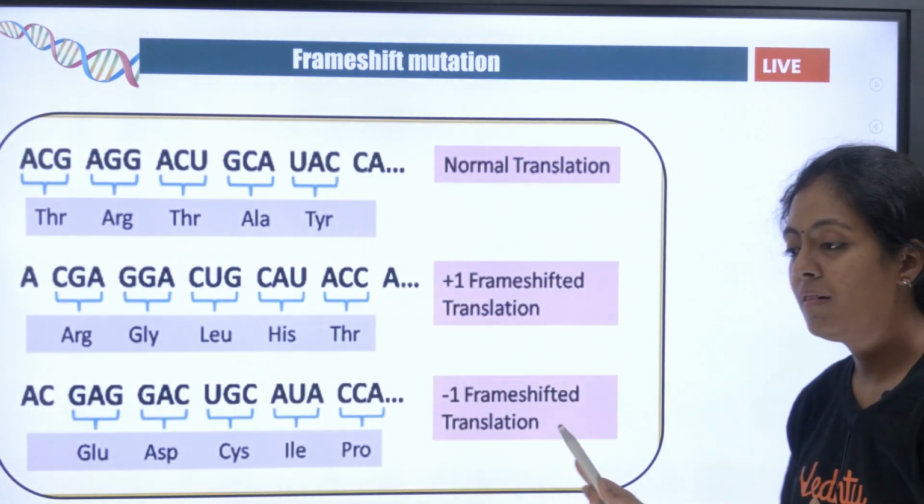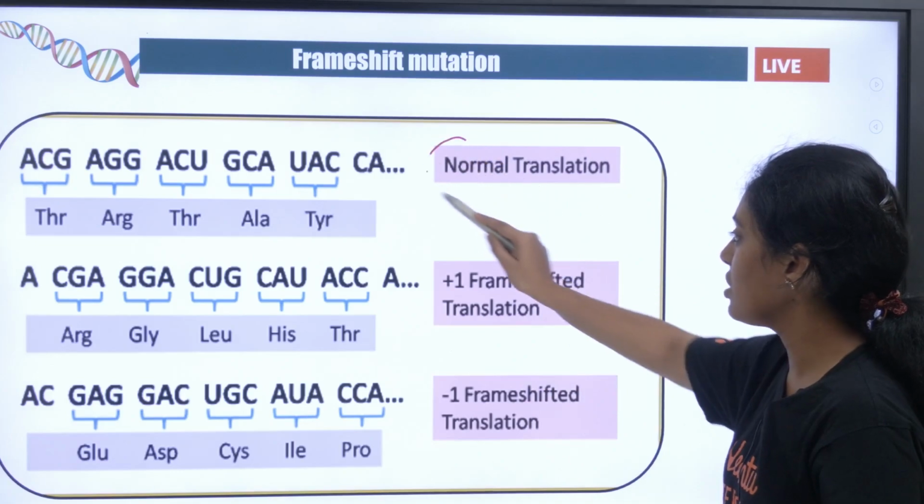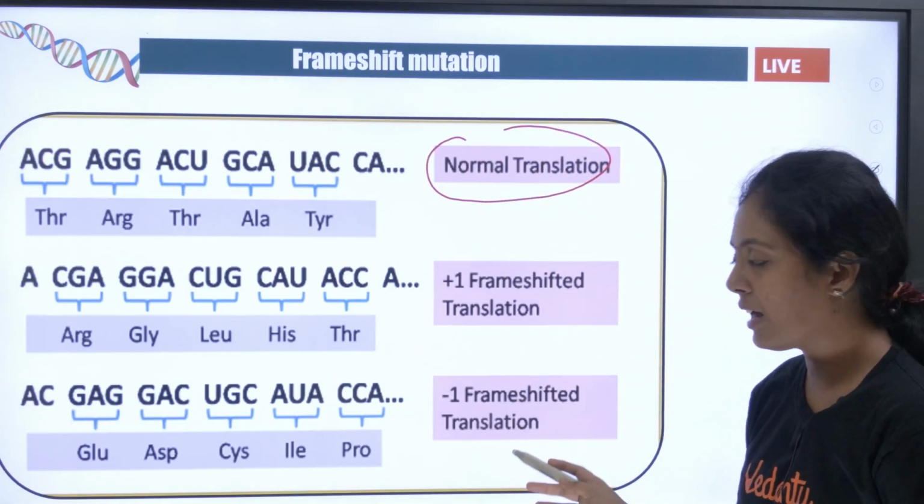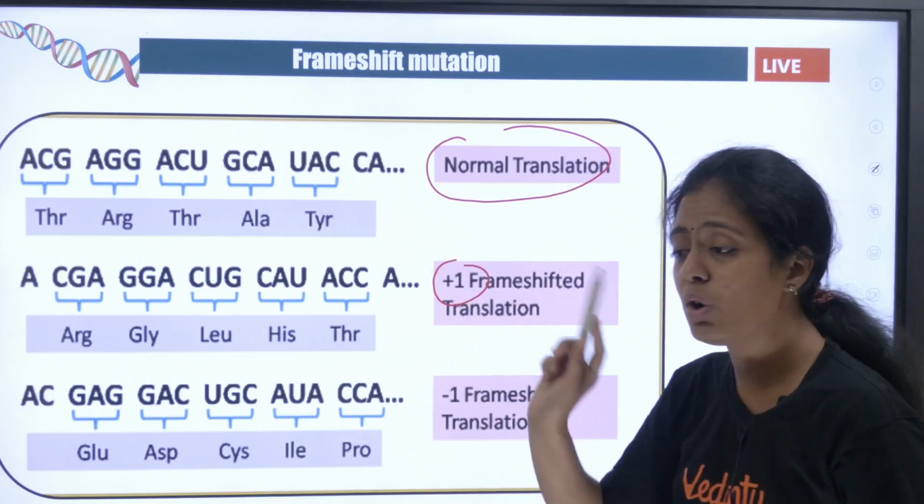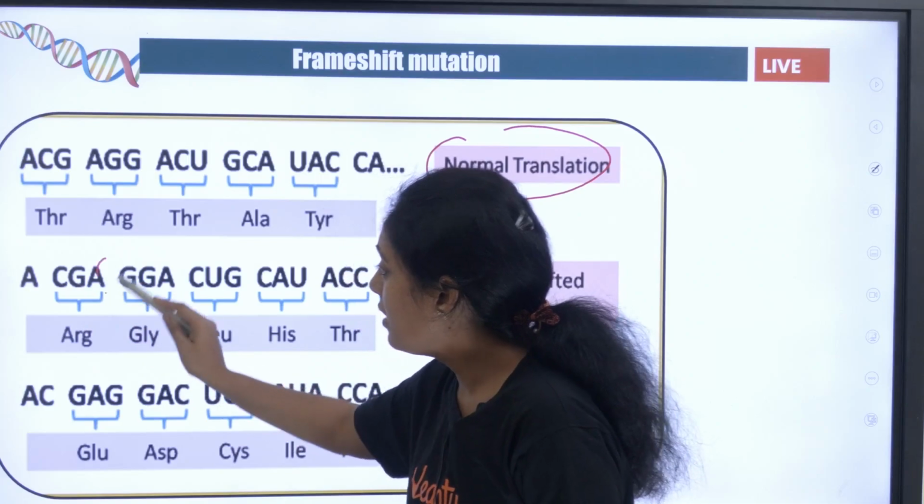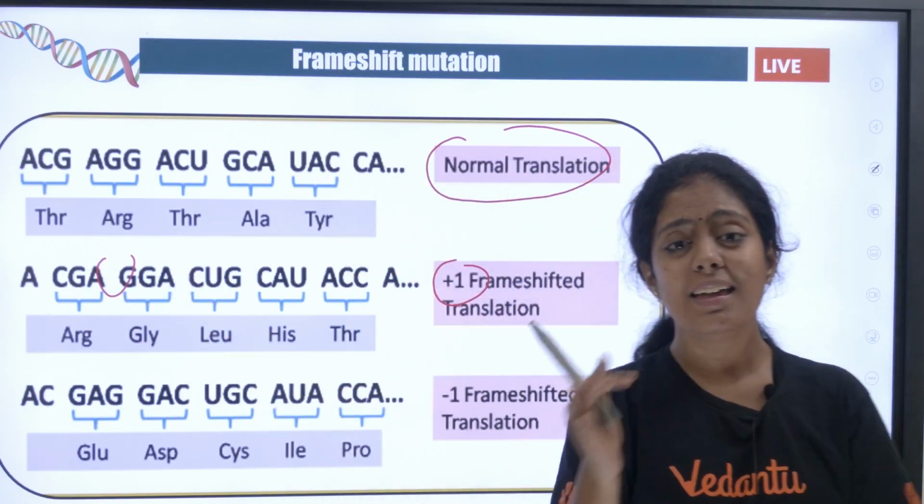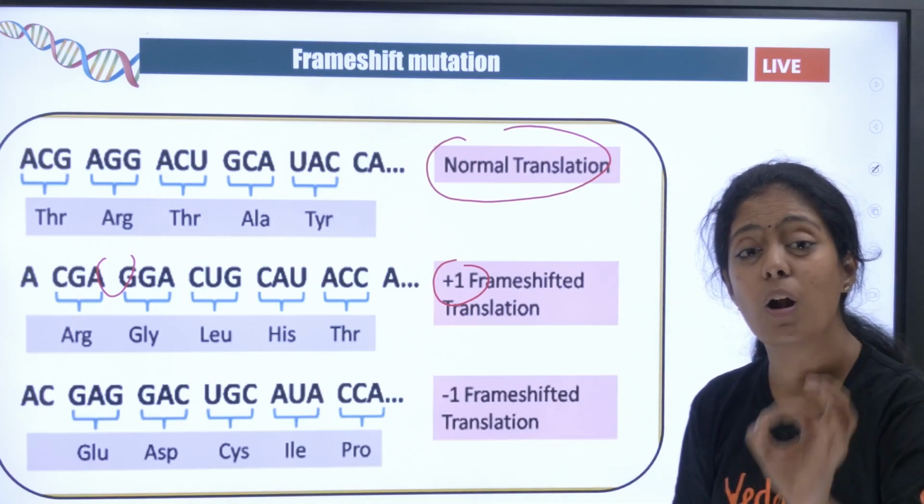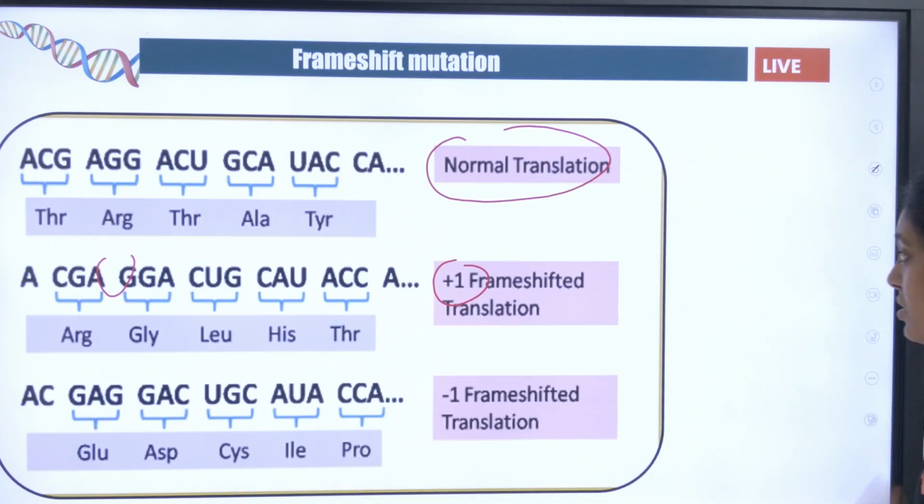You can see here. This is a normal translation. இதுல வந்து எந்த mutationுமே கிடையாது. Okay, இங்க என்ன நடக்குதுன்னா I'm adding one nucleotide. Okay, I'm just adding one nucleotide here. Somewhere in between I'm adding, and the entire reading frame changes. Okay, this is called as frame shift mutation.